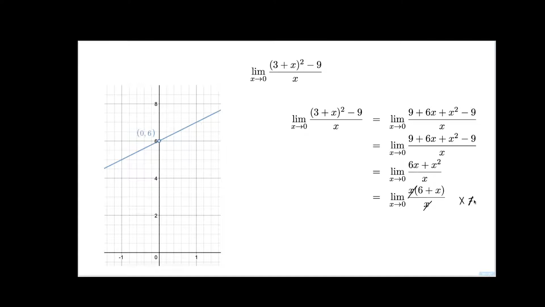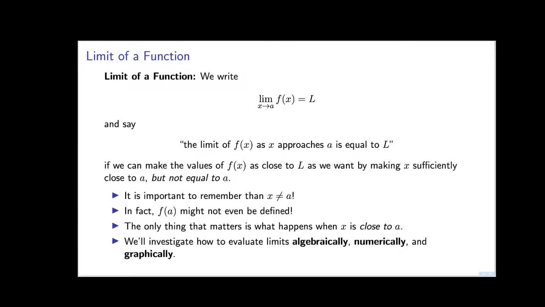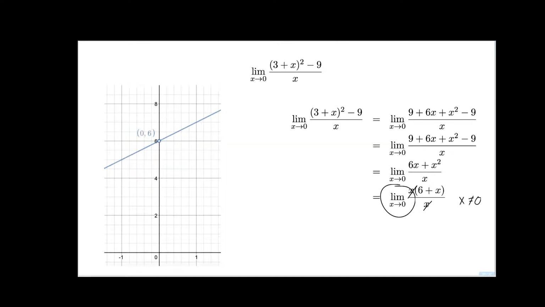Now what we see is that our x's cancel, and of course when we cancel the x's, we're assuming that x is not equal to 0, but that's okay because we want the limit as x goes to 0. And if we remember from the definition of our limit, we're just making x close to 0, but not actually equal to 0. So going back to what we have now, we can cancel those x's. So we get the limit as x goes to 0 of 6 plus x over 1, or just the limit as x goes to 0 of 6 plus x.